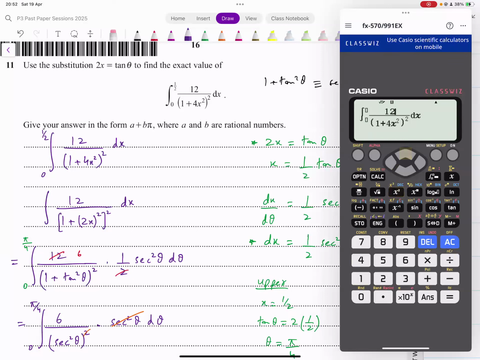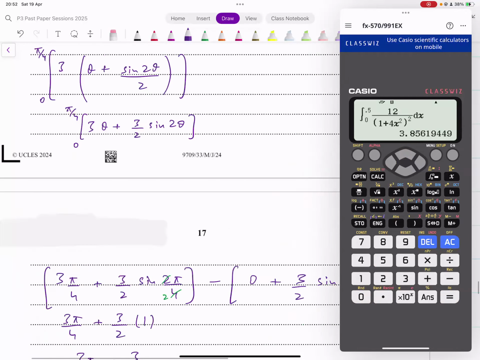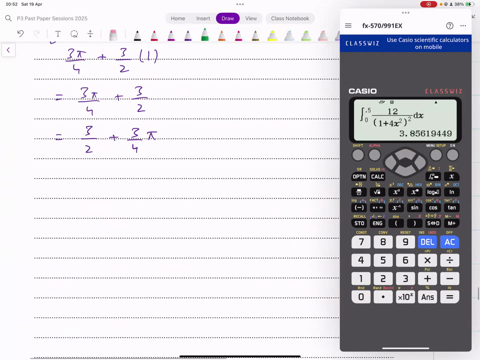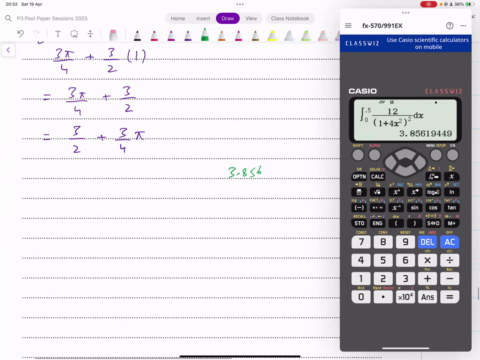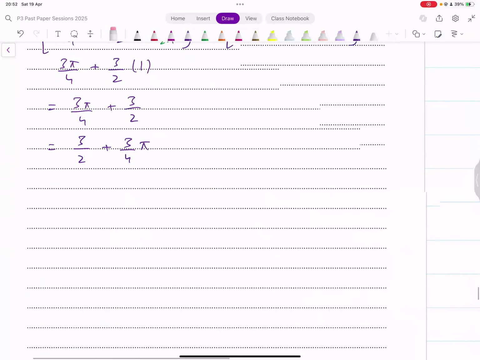Limits were from 0 to 1 over 2. That gives you 3.856. 3.856, and you're getting 3 over 2 plus 3 over 4 times pi. And that confirms your 9 mark question. That's correct, right? So that's the final answer. This is what we're getting.